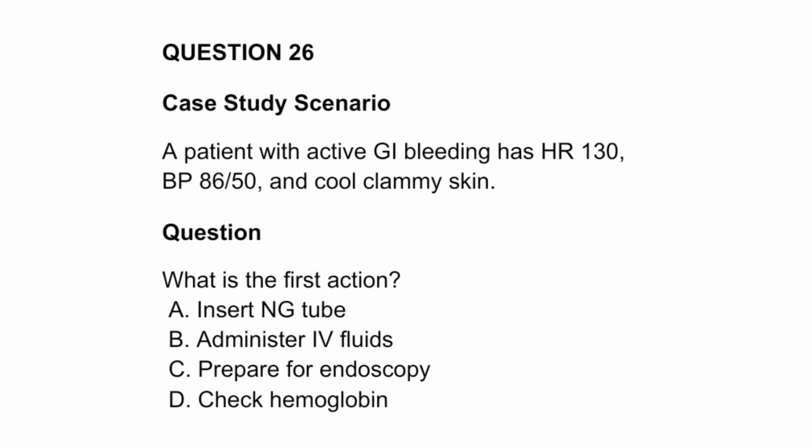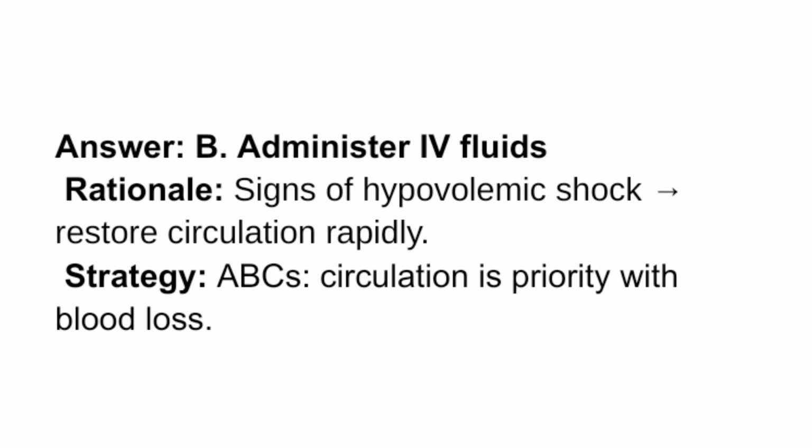Question: what is the first action? A. Insert NG tube. B. Administer IV fluids. C. Prepare for endoscopy. D. Check hemoglobin. Answer: B. Administer IV fluids. Rationale: signs of hypovolemic shock. Restore circulation rapidly. Strategy: ABCs. Circulation is priority with blood loss.